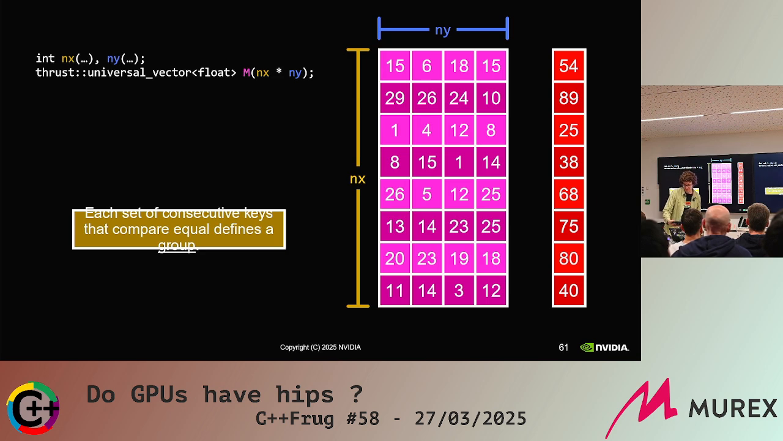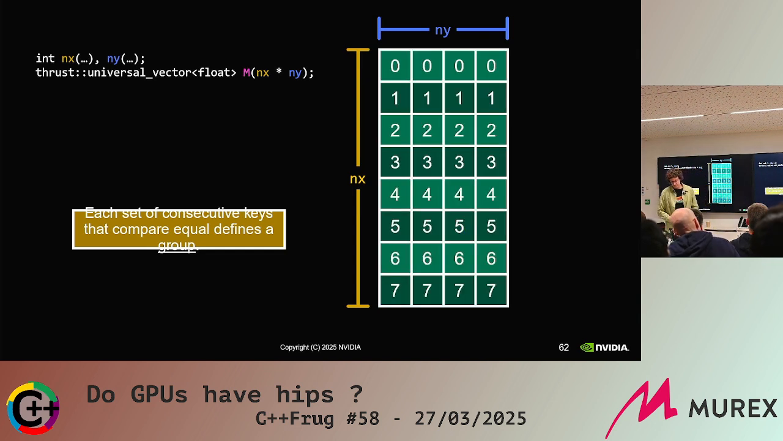That's certainly a typo. These slides are new. So in our example, all the elements in the same row should have the same key. And the value of that key can be its row index.